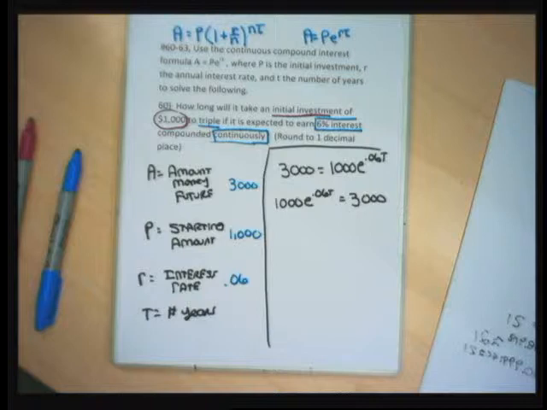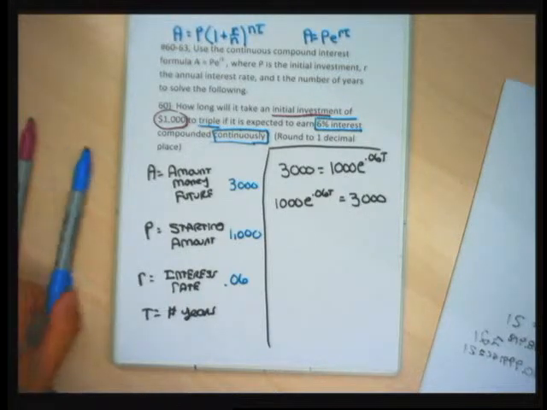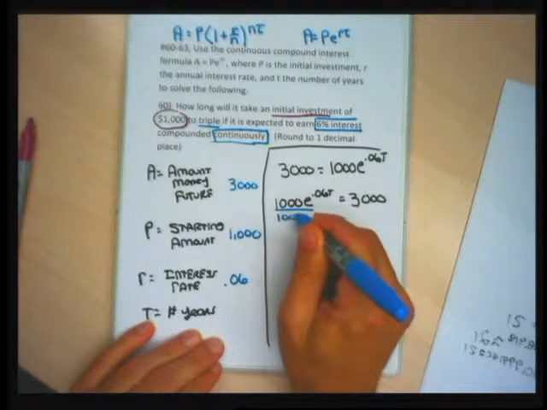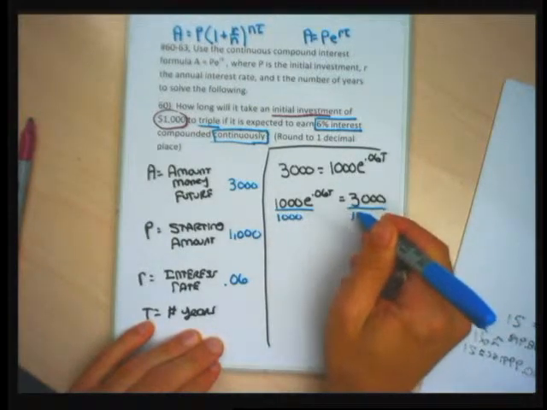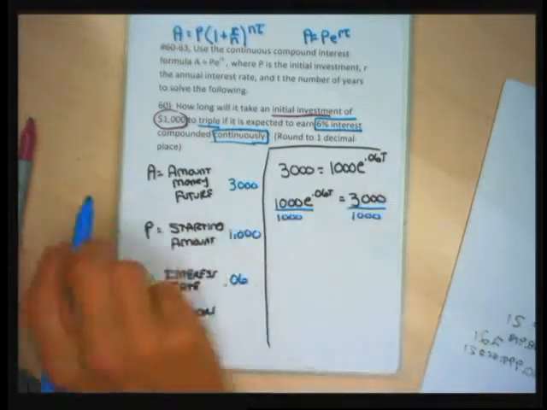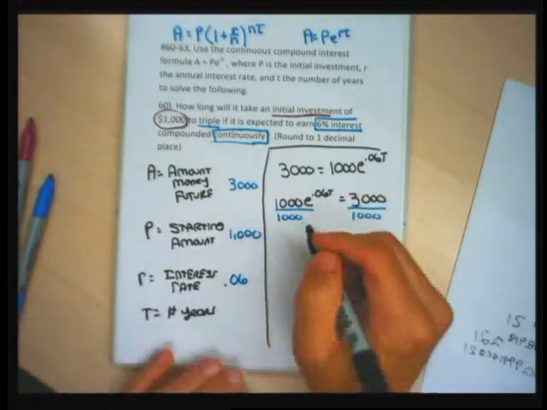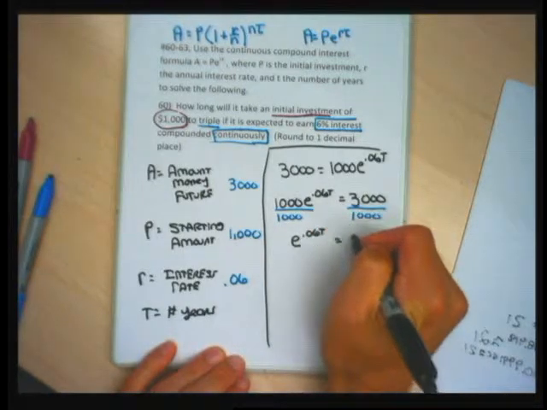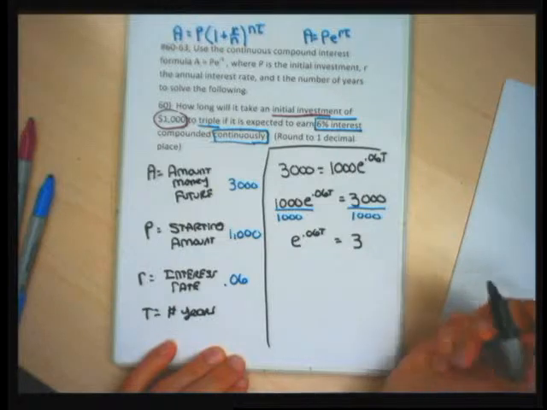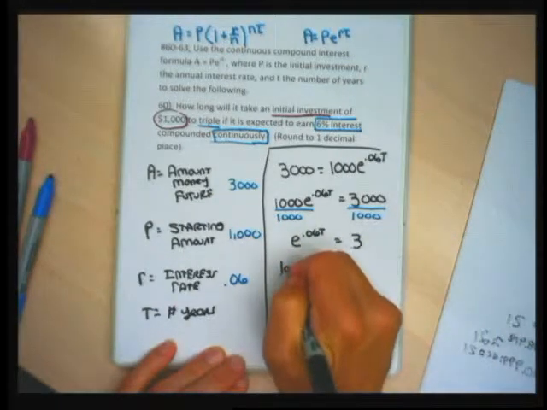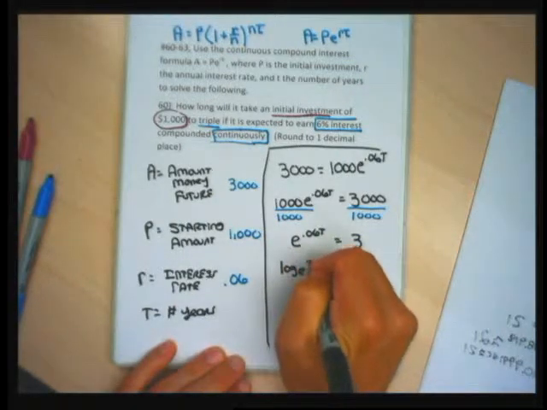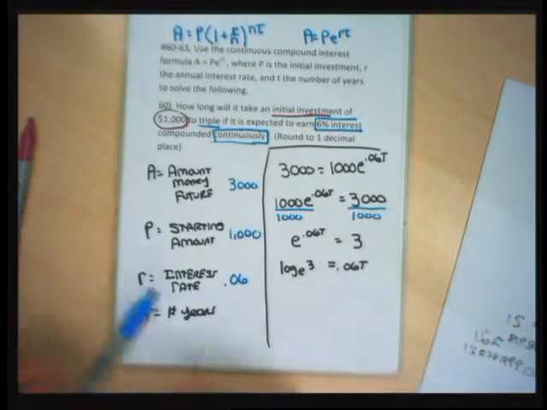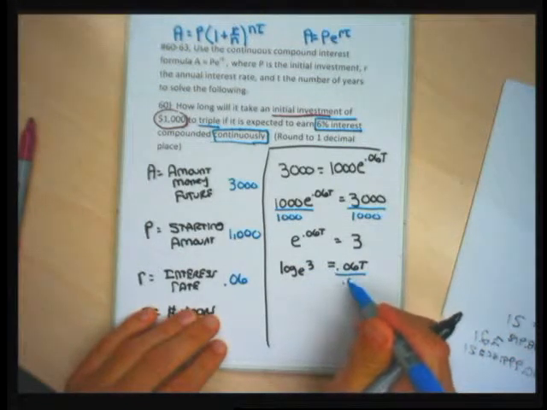Now this looks just like the problems that we solved, more or less. So I'm going to divide by 1,000 to free up the e, and this gives me e to the 0.06 T equals 3. Then I'm going to write it in its log form. The log base e of 3 equals 0.06 T. I divide both sides by 0.06.